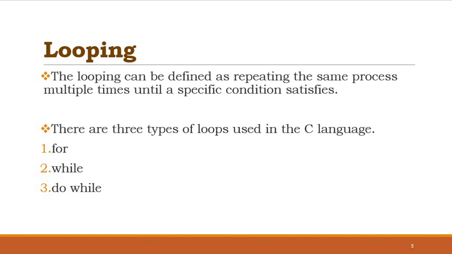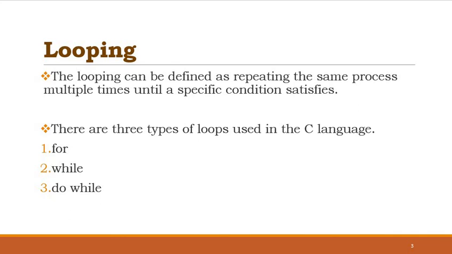So as a proper definition, we can say that looping can be defined as repeating the same process multiple times until a specific condition is satisfied. So until and unless a specific condition is satisfied, if you want to repeat the same process, or here in case of programming, if we want to execute some statements, then in general we use the concept of looping.